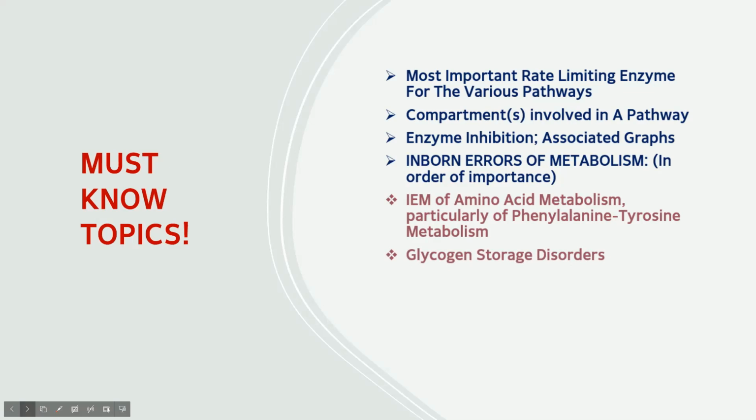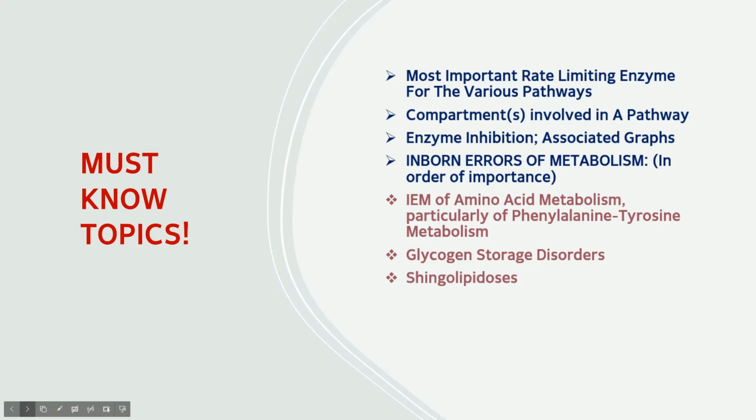Glycogen storage disorder is very, very common. Almost always we get one question from the glycogen storage disorders. And then we have the sphingolipidosis, particularly the Gaucher's, the Tay-Sachs, and the Niemann-Pick. These three are the most commonly asked in the exam. So you should know a little bit more detail about them.